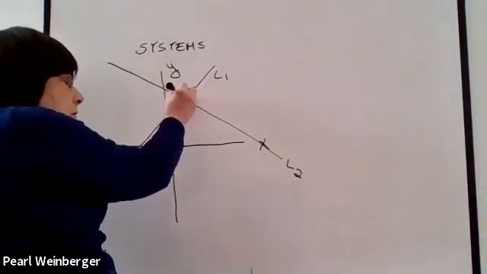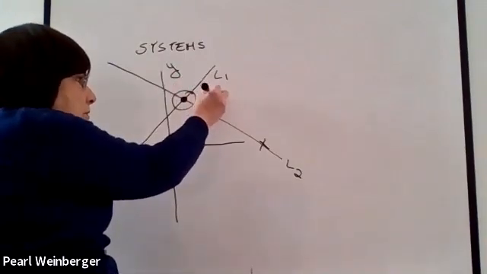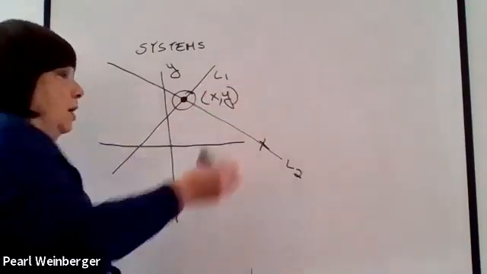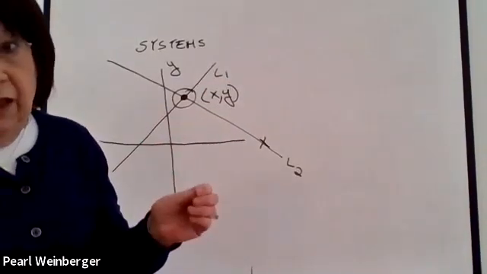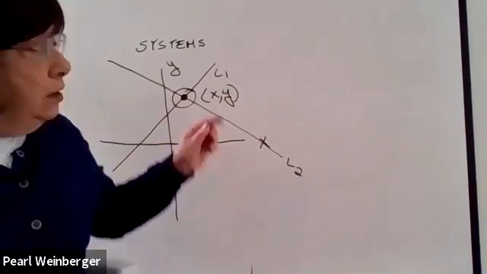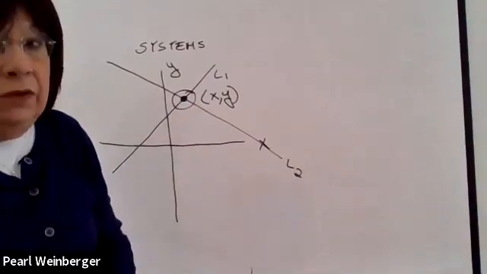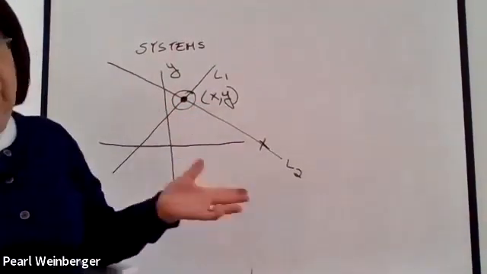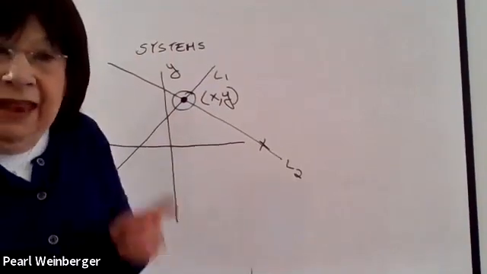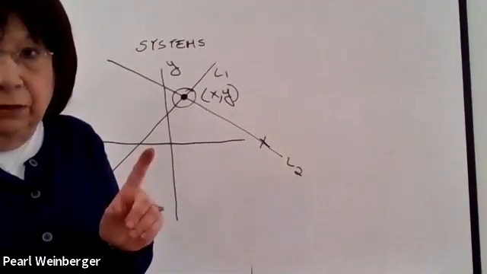And if we can find what that point is, let's call that point x, y. The x is the x coordinate of the point of intersection, and the y is the y coordinate of the intersection. Let's say it's (4, 1) or something like that. That is what's called the solution of the system of equations.